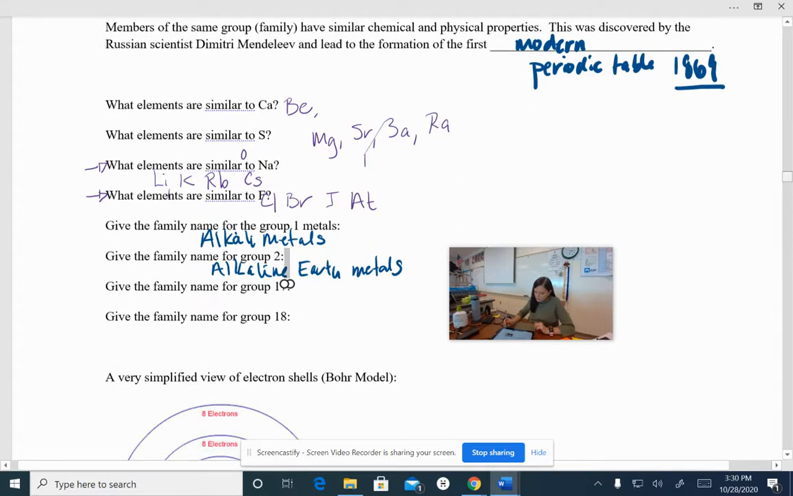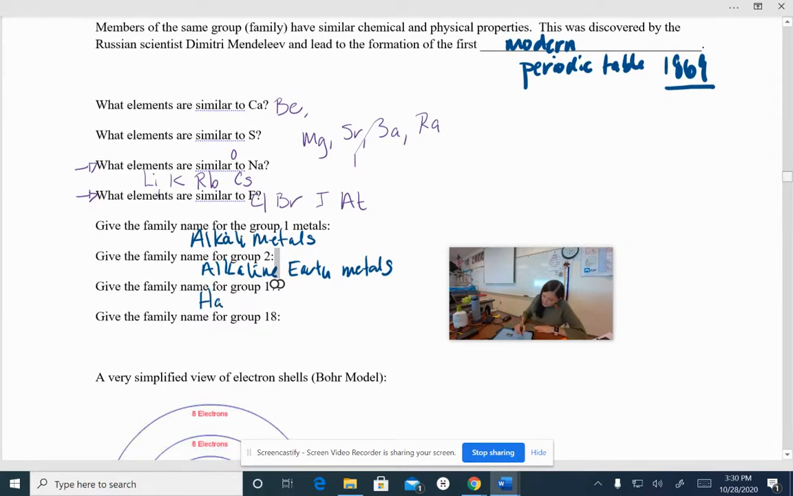Next, we want the name for group 17. So group 17, fluorine, chlorine, bromine, iodine, those are the halogens. And the family group for group 18, if you remember, these are the noble gases. And remember, we name them the noble gases because they do not interact with anything else. They don't interact, period. So they're kind of like nobility. They keep themselves separate. Okay?